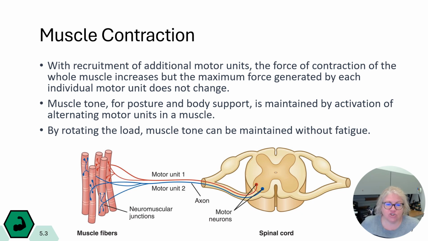Muscle tone for posture and body support is maintained by activation of alternating motor units in a muscle. So in that case, the muscle has to have some relaxation. It can't sustain like tetanus all the time. So it will contract, and then another unit will contract, but the first one will relax. So it's kind of passing that, and then they'll go back and forth. So they get a chance to relax, and the other one gets a chance to contract. By rotating that load, muscle tone can be maintained without fatigue.